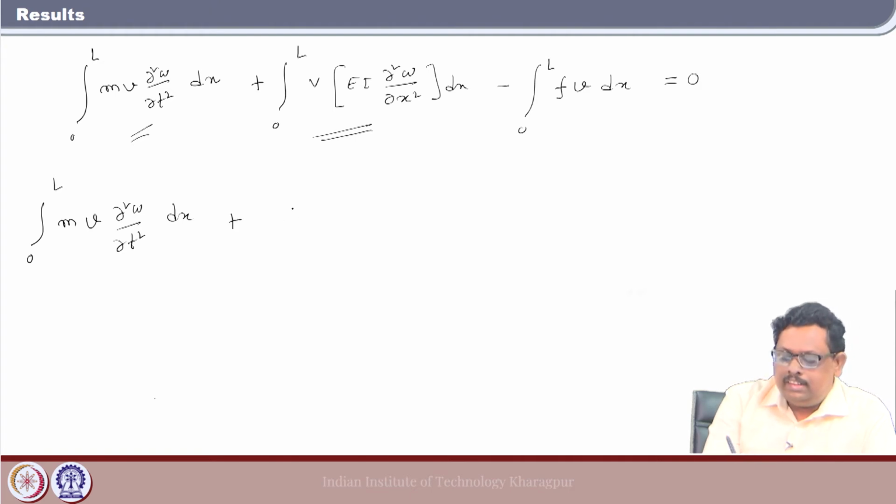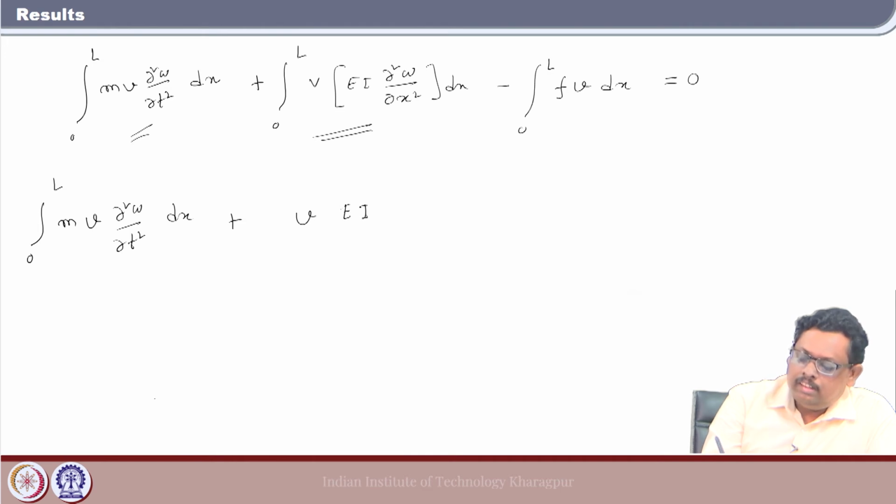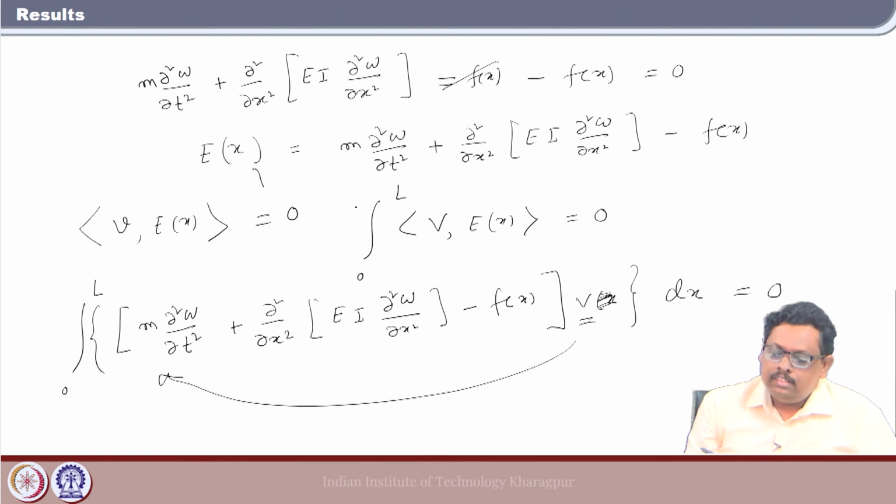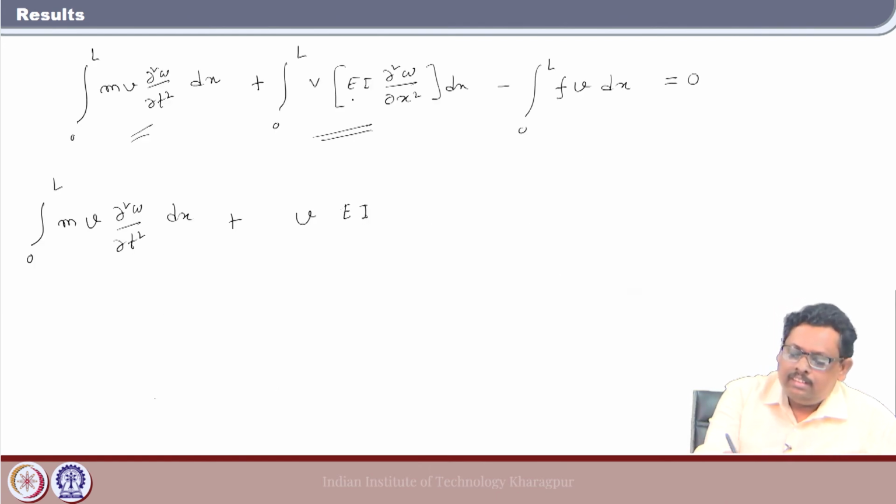Now, if I do integration by parts, I will get V into E I, just a second. Oh, sorry, I missed this part. I just missed this part here, del square by del x square into V, yes. So, then it should be V multiplied by the integration of this.